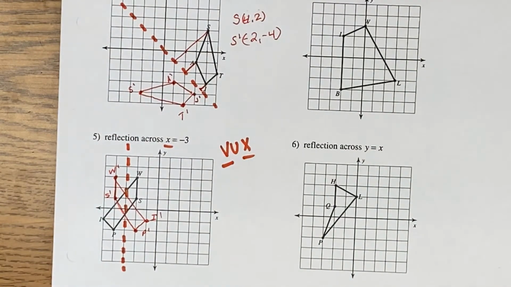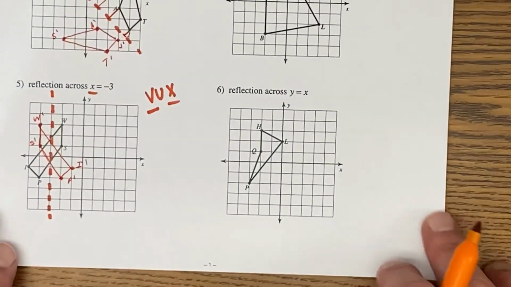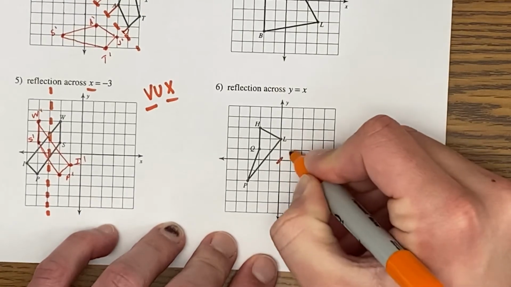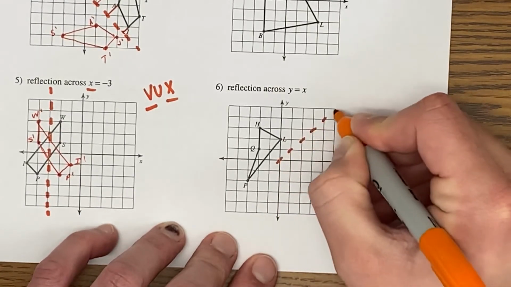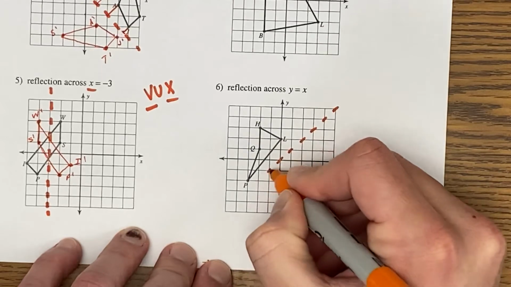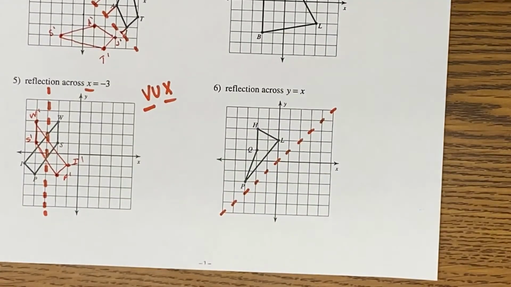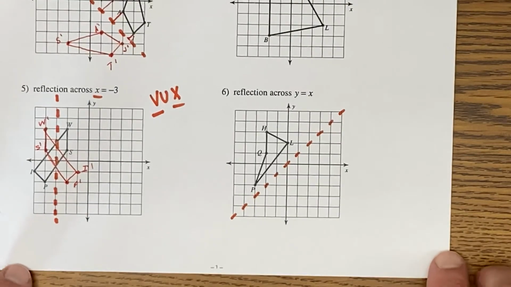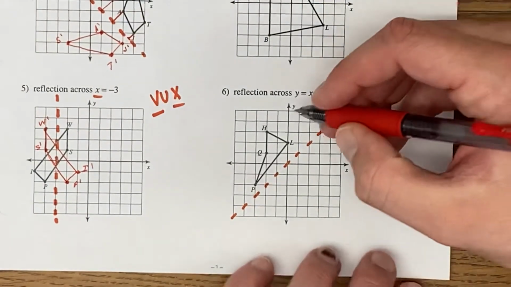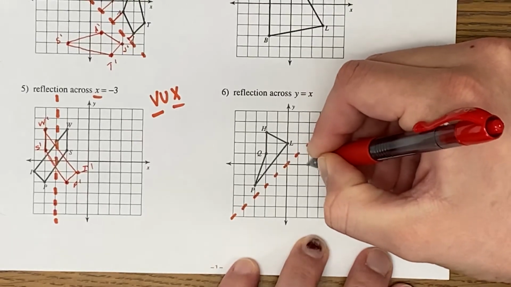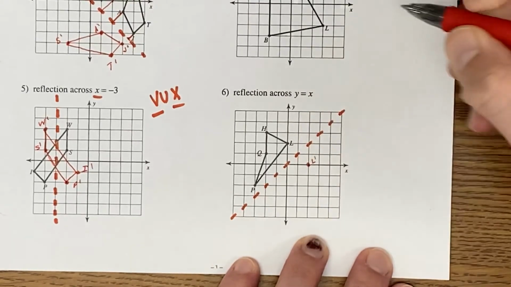All right, number 6 says reflect across y equals x. So now this is a positive slope going through the origin with a slope of 1. So there is our line of reflection, okay? So now we take a look and we could count the distance away each point is. Once again, be careful with the diagonal line here, okay? So if we look at L, L is 1 full unit away. So it'll be 1 full diagonal unit in the opposite direction.